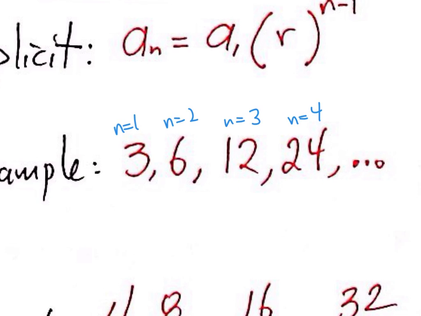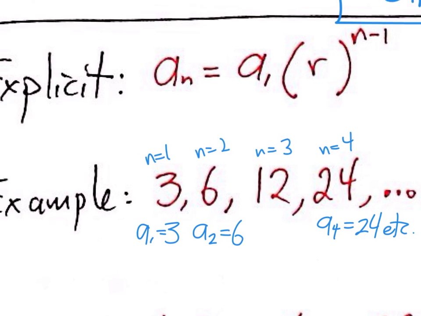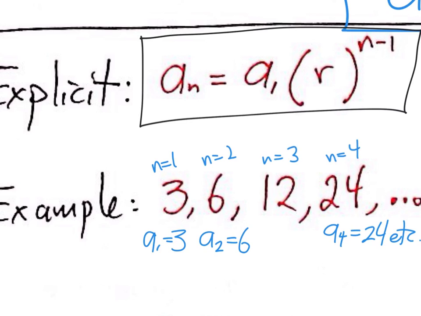We could also say that a sub 1, meaning the value of the first term, is 3. We could also say a sub 2, the value of the second term, is 6. A sub 4, the value of the fourth term, is 24, etc. Just to refamiliarize ourselves with the notation. So an explicit formula, here is in general how we can figure this out. We say that any term is going to be equal to the first term, multiplied by the common ratio n minus 1 times.